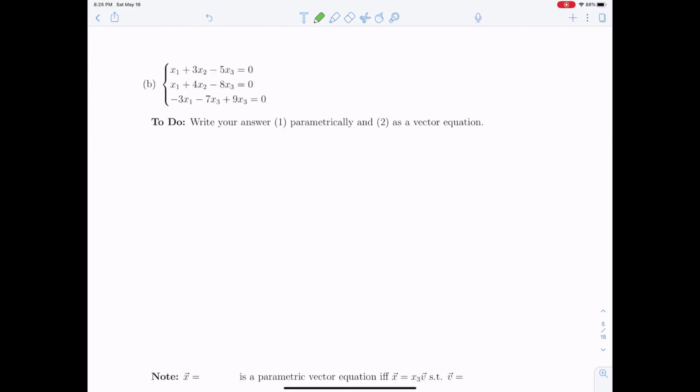So part B is a very similar problem to the previous problem. So let's pause the video and try out part B of this exercise. Okay, so the augmented matrix for this system of equations is given by, I guess, [1, 3, -5, 0], [1, 4, -8, 0], [-3, -7, 9, 0]. So we need to reduce this to row echelon form to see whether there is a free variable. The row echelon form will appear in a second.